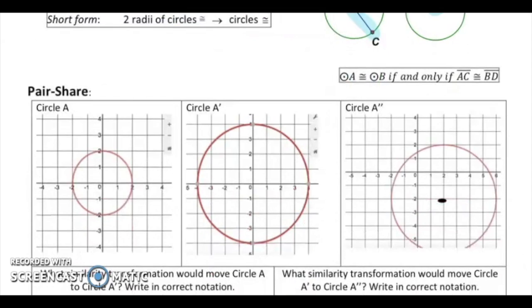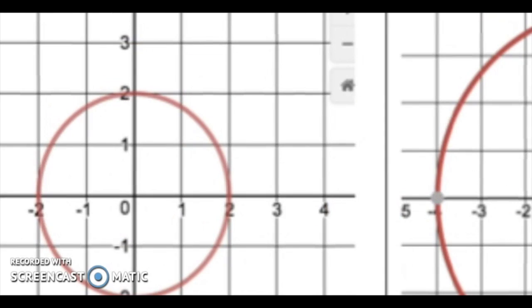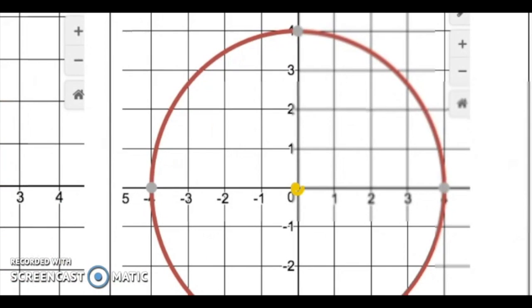So the next thing we're going to talk about are similarity transformations with circles. So first I want to look from circle A, which is over here, to circle A prime, which is here. And I want to think about a similarity transformation that would map circle A onto circle A prime. So circle A is a circle with a center at 0, 0 and a radius of 2. Circle A prime has a center at 0, 0 and a radius of 4.